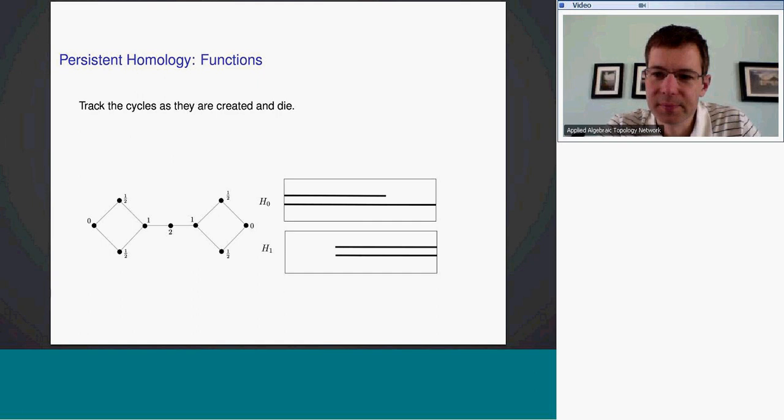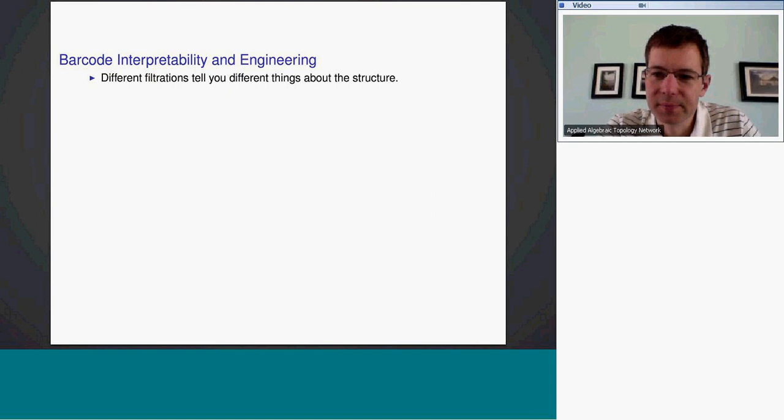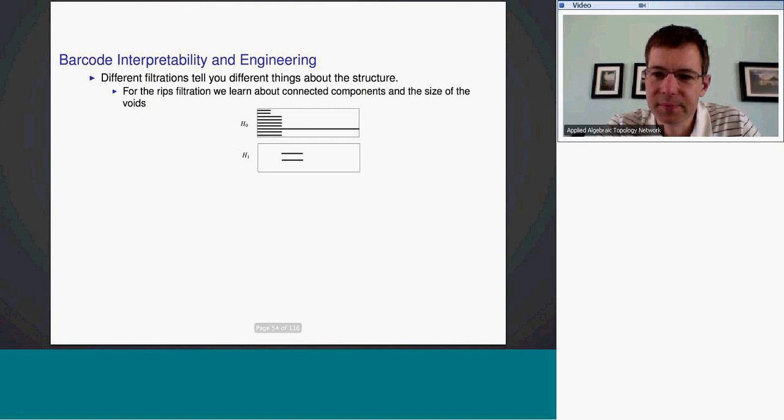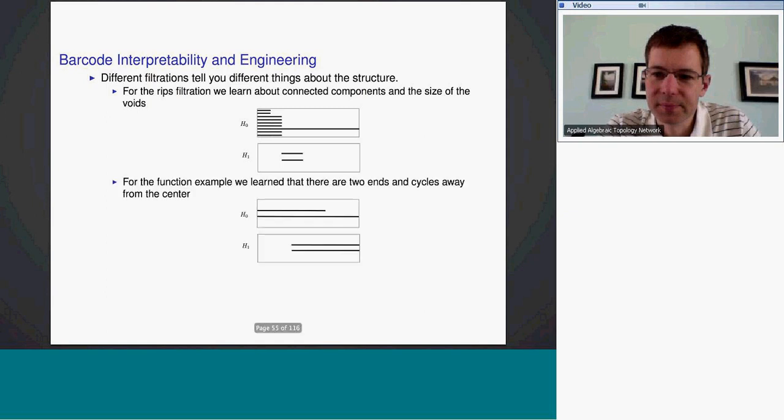So you see, this is a very different barcode than the one we got from the Rips complex. And in fact, different filtrations, right, because they're telling me different things about the structure. So what do I learn? How do I interpret the Rips filtration? I can see that I've learned something about the size of the voids and, at the beginning of H0, the number of vertices or atoms in the compound, and something about the size of the voids in the compound.